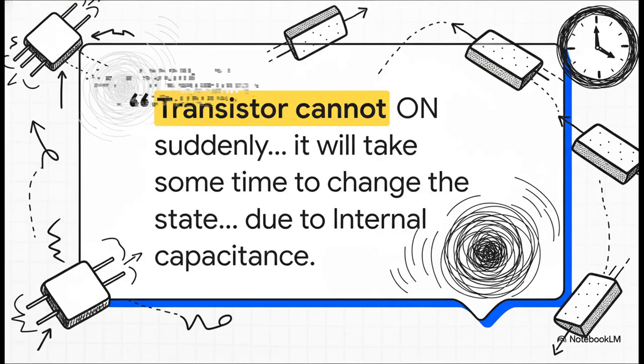And here's the glitch in the matrix. This quote right here spills the beans. The transistor can't turn on suddenly. It actually takes time. And the culprit, the reason for this annoying delay, is something called internal capacitance.